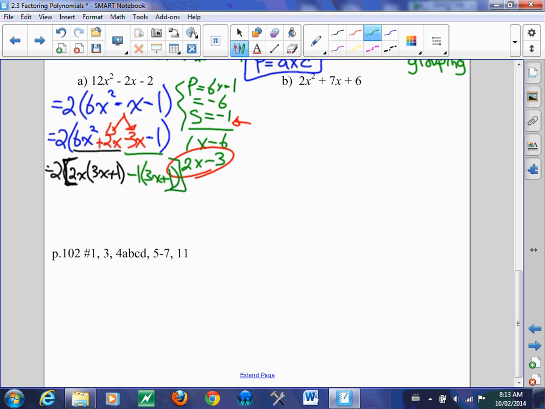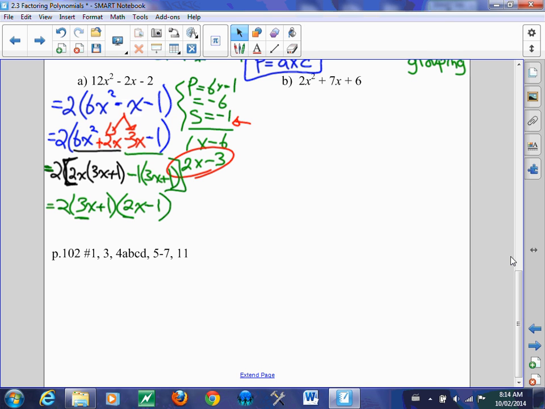All right. Notice that I see a common binomial of 3x plus 1. And after you've done that, the leftovers become the next factor, which is 2x minus 1. When you're doing decomposition, ladies and gentlemen, you should end up with a coefficient in front of at least one of the x's, if not both of them. Okay, that's what decomposition makes happen, okay?